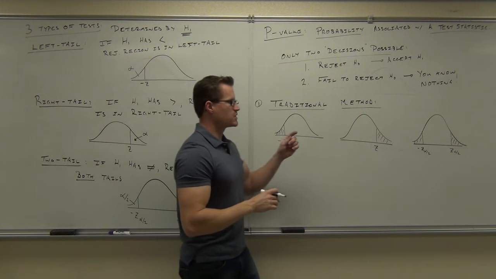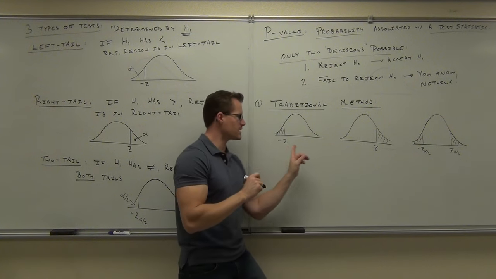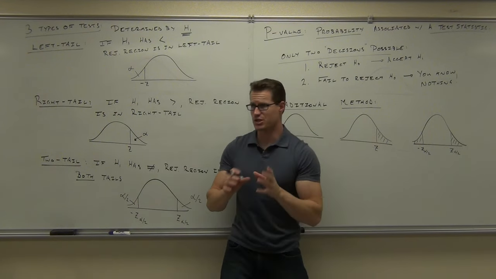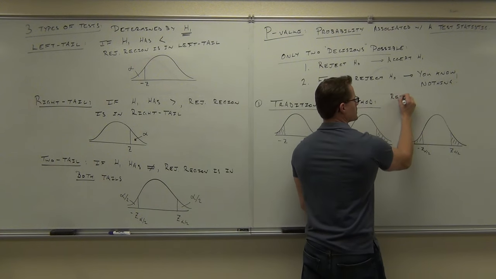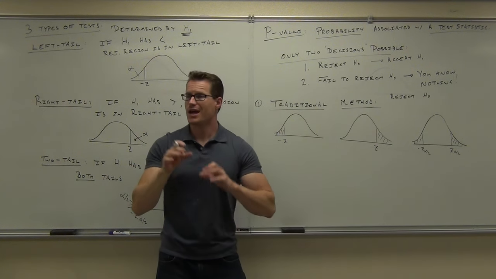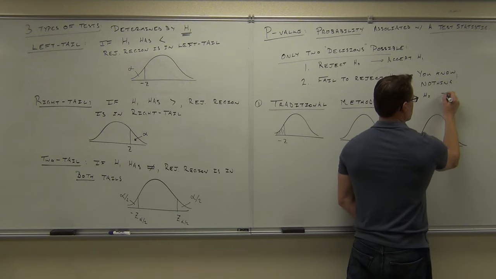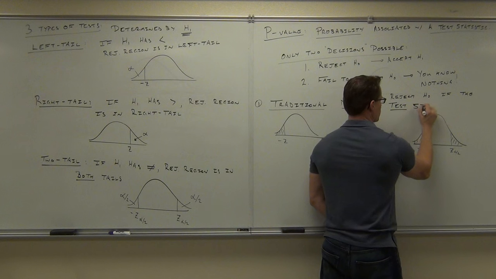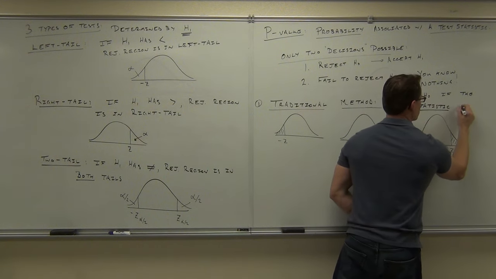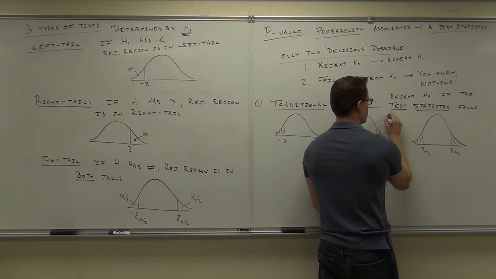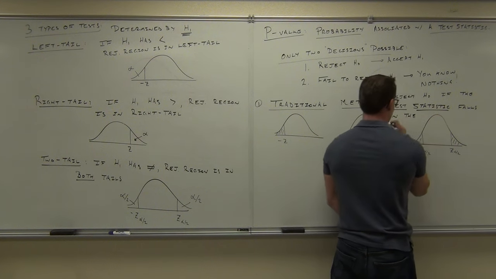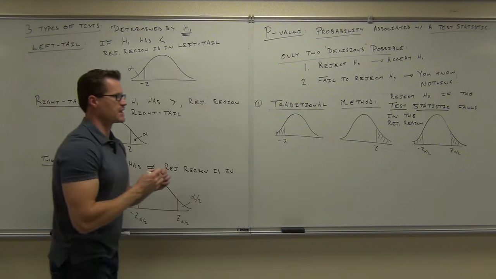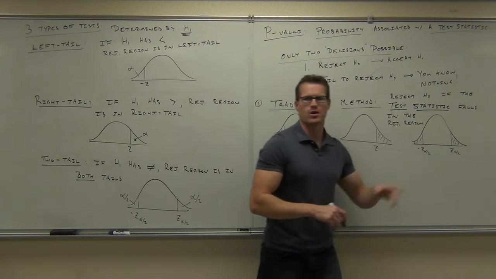And what the traditional method says is you take your test statistic. Look up here at the board with me. These things are not test statistics. They're critical values. You take your test statistic and you see if it falls in your rejection region. If it does, you reject H sub 0. So reject H sub 0 if the test statistic falls in the rejection region, it would be here, or in one of those two spots respectively.